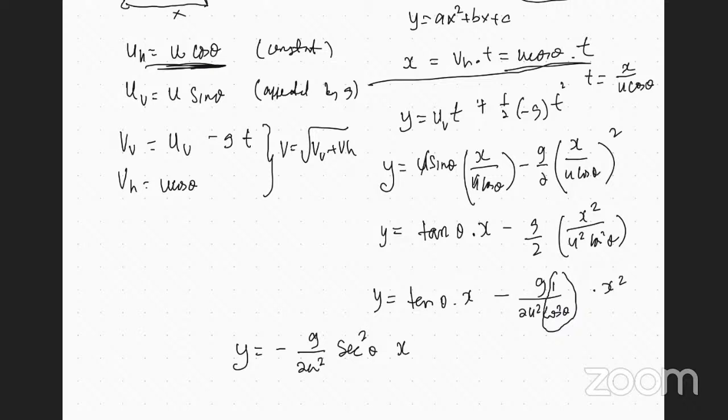Plus tan theta by x. And if you look at this closely, this is a quadratic. That's A and that's B, and C is 0. Right? So that is your projectile equation there. That's what you use to show that it travels on a parabolic path.